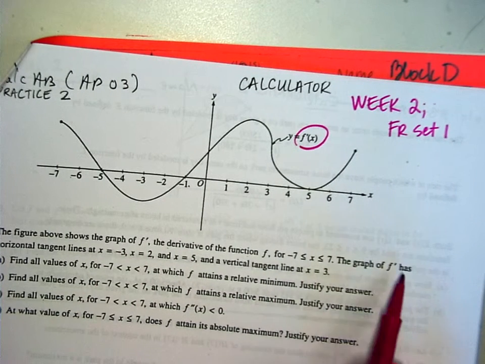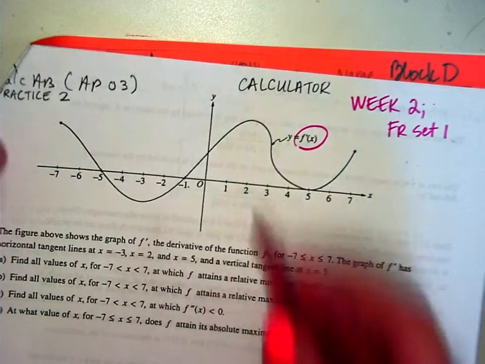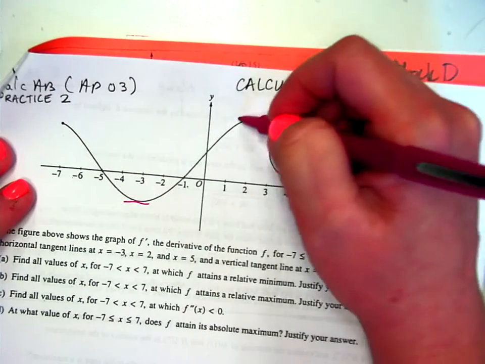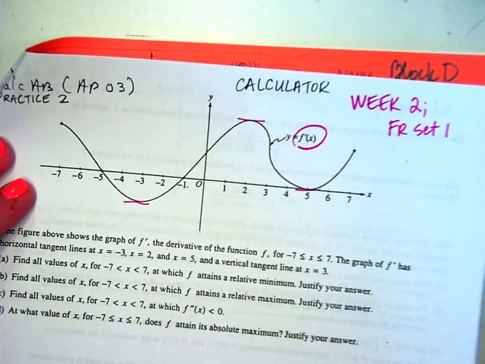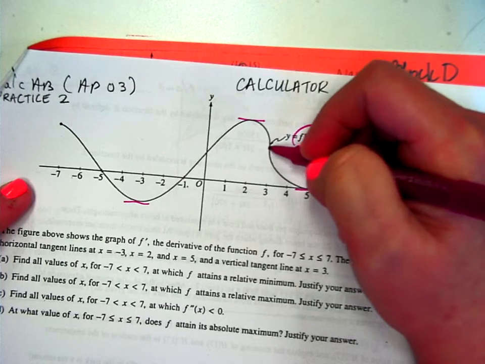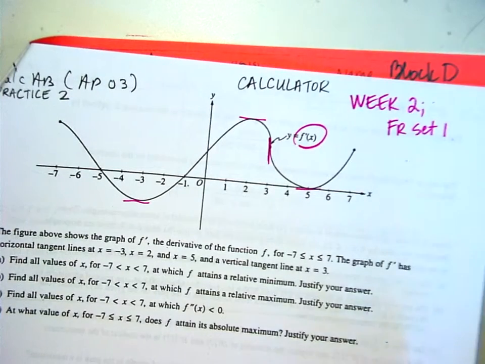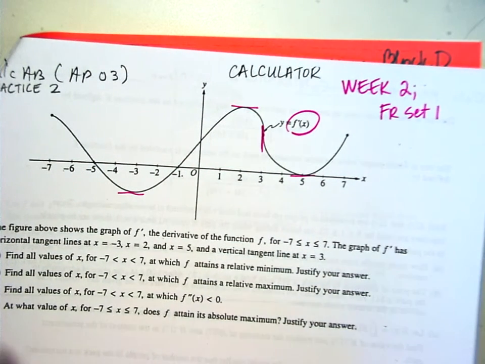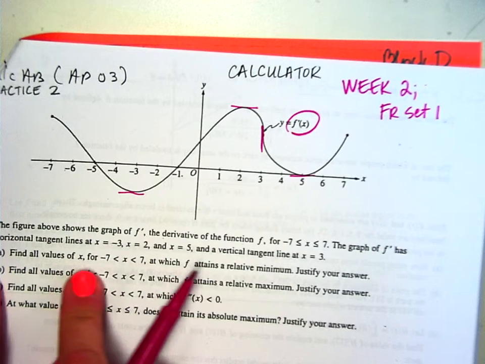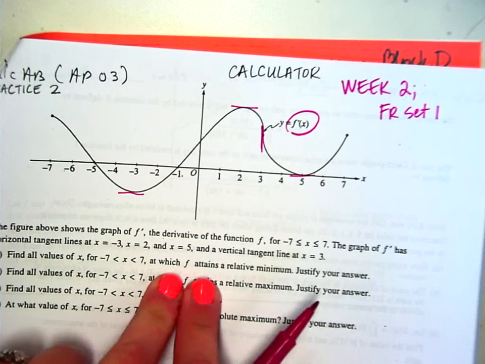The graph of f prime has a horizontal tangent at -3, at 2, at 5, and it also has a vertical tangent line at 3, so that's a little bit different. So I just draw those little sketches in there to remind myself that they told me that. Part A: find all the values of x at which f attains a relative minimum.